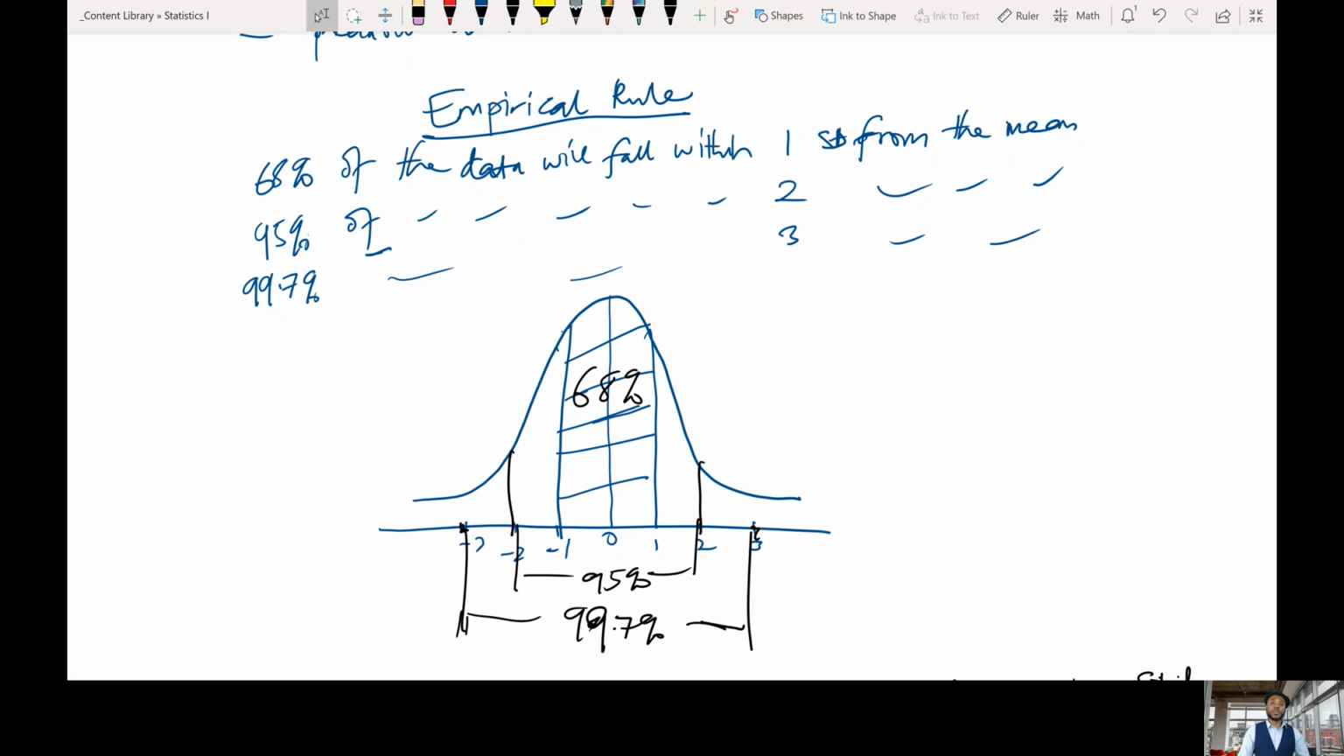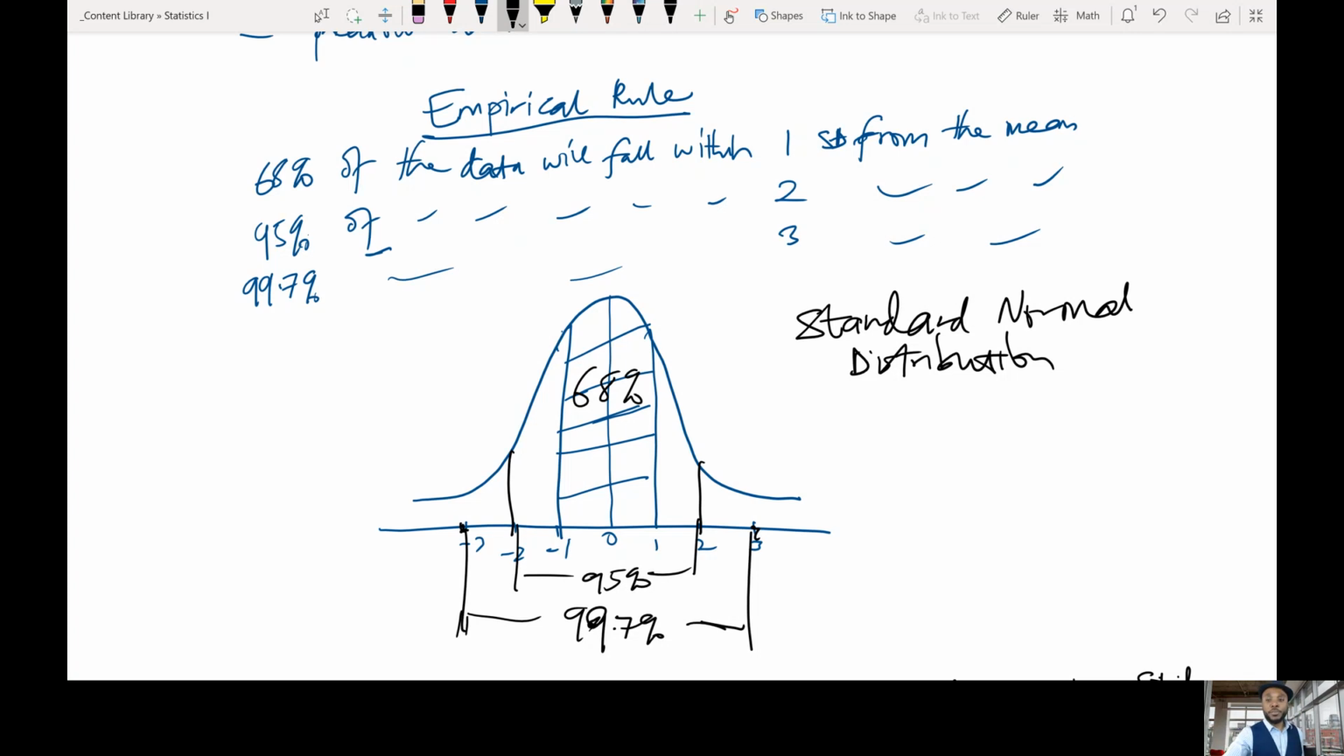In the last video, we talked about how 68% of our data falls within one standard deviation from the mean. Now, looking at this distribution, I labeled the mean as 0. This distribution is what we know as the standard normal distribution, and I will explain all this. So we have the normal distribution and we have a standard normal distribution.